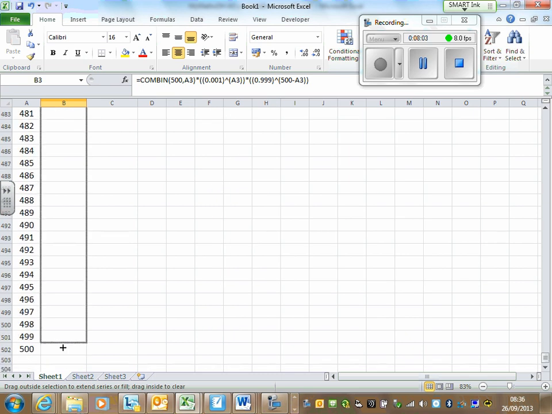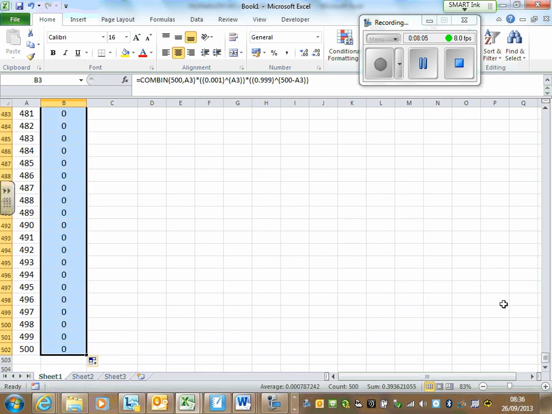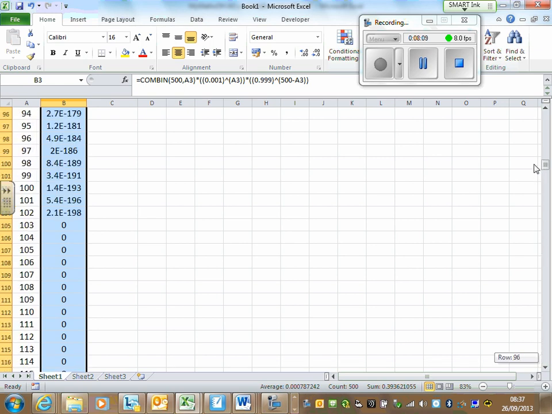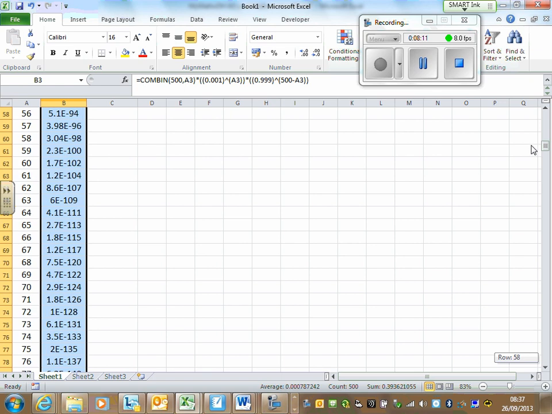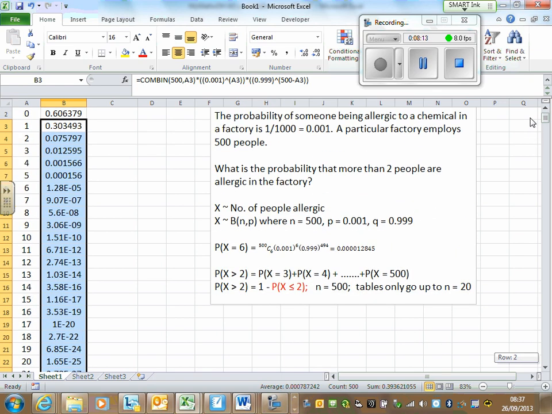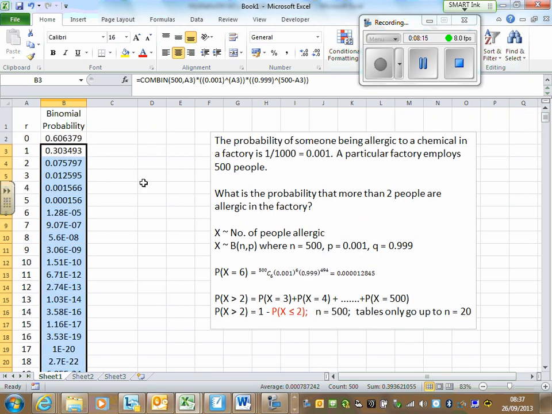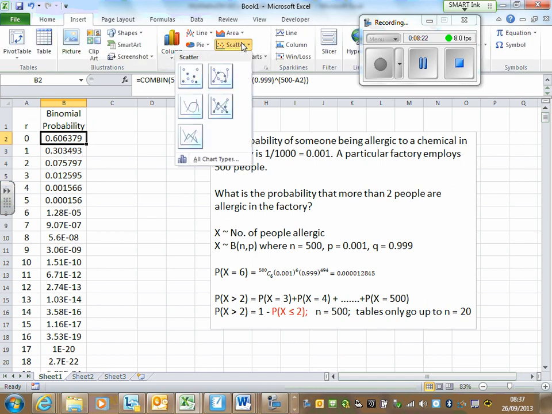Now I can drag all of these down and get all of those probabilities. And you notice that they go very small very quickly, because we're dealing with quite a small probability. Really, it's those ones which are only significant. Now let's graph these. Let's get a little scatter graph of these.